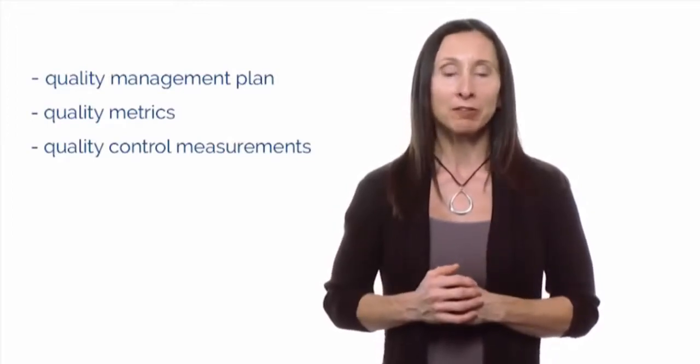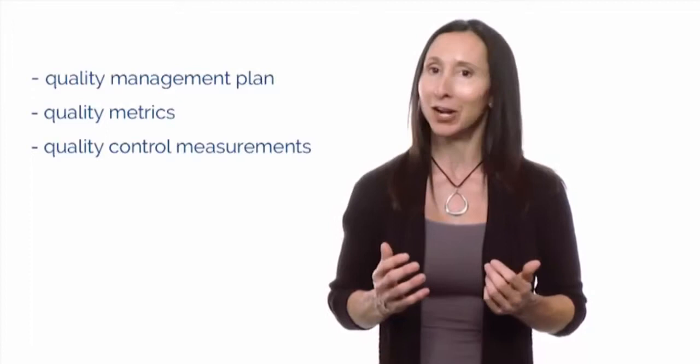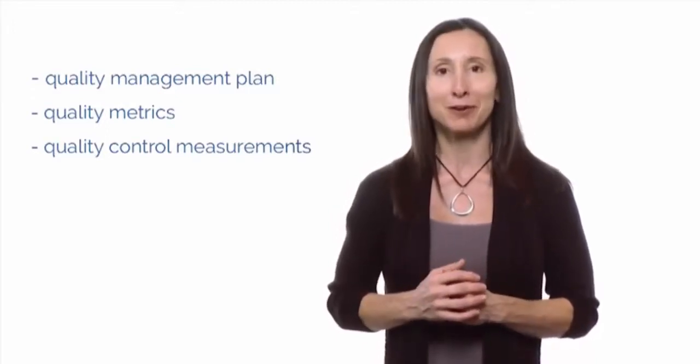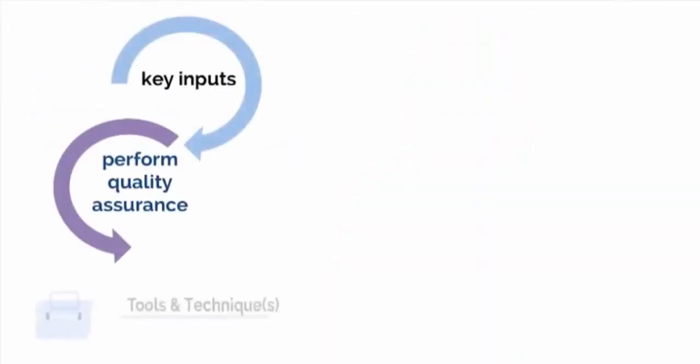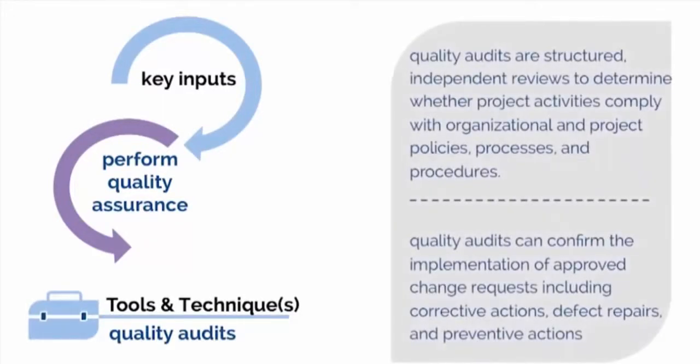Quality control measurements include any records of any quality control testing we have conducted in a useful format for comparison purposes. One of the key tools and techniques for the perform quality assurance process is quality audits. These are structured, independent reviews to identify inefficient and ineffective policies, procedures, and processes. Quality audits can confirm the implementation of approved change requests, including corrective actions, defect repairs, and preventive actions.